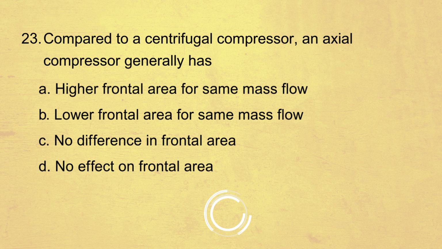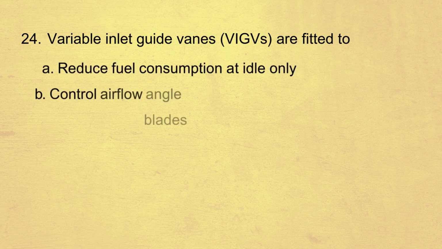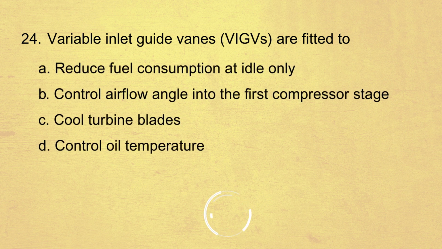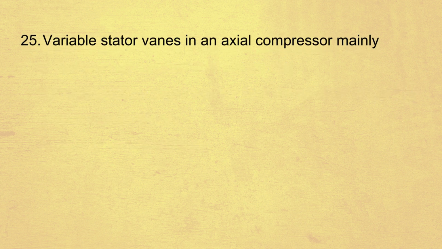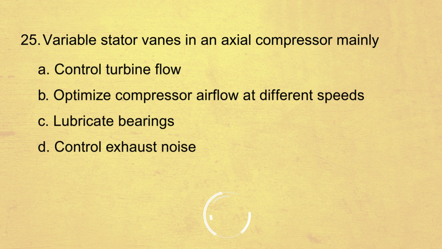Compared to a centrifugal compressor, an axial compressor generally has a lower frontal area for the same mass flow. Variable inlet guide vanes, VIGVs, are fitted to control airflow angle into the first compressor stage. Variable stator vanes in an axial compressor mainly optimize compressor airflow at different speeds.